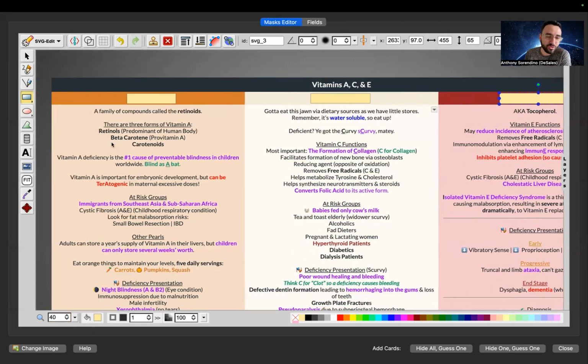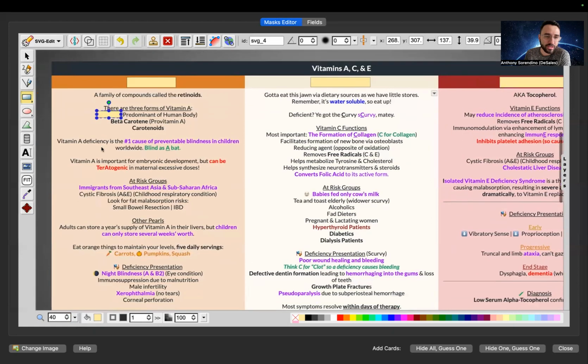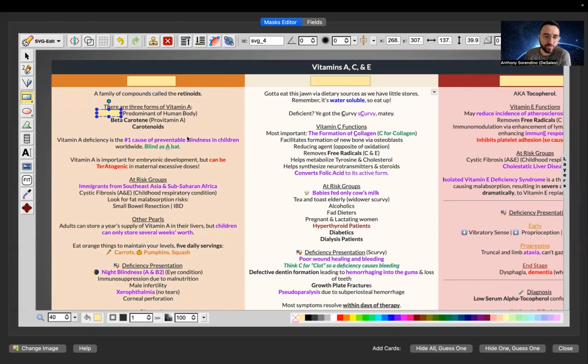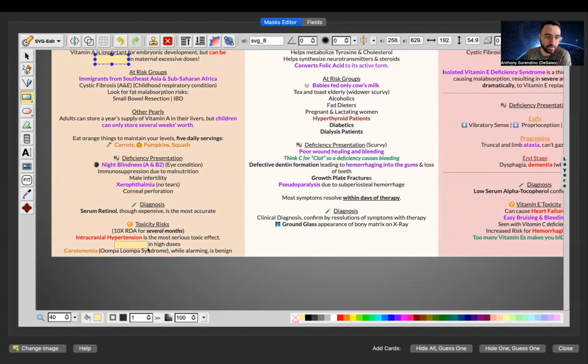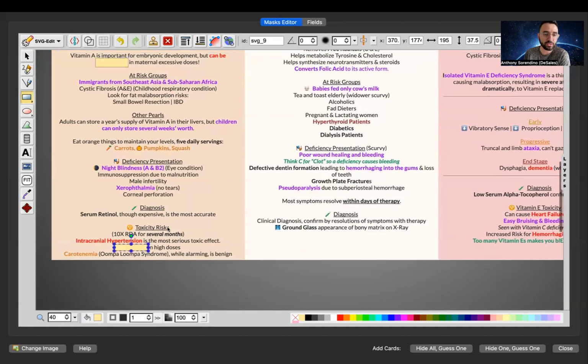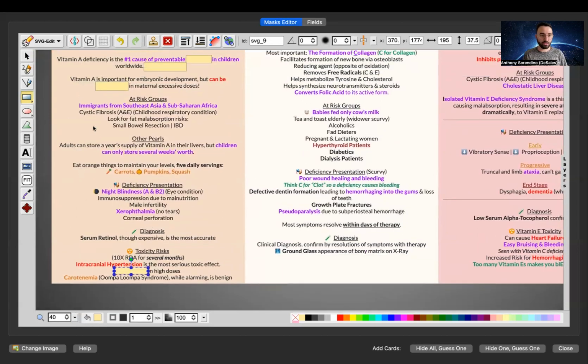So I already kind of know these, but we'll make sure we know retinols are the predominant one. Number one cause of preventable blindness in children. That's going to be important. Blindness as a bat, we want to make sure we don't give ourselves that one. But it's important, but can be teratogenic. And again, we'll cover this here. Only in high doses. I think that's an important thing to note with that.